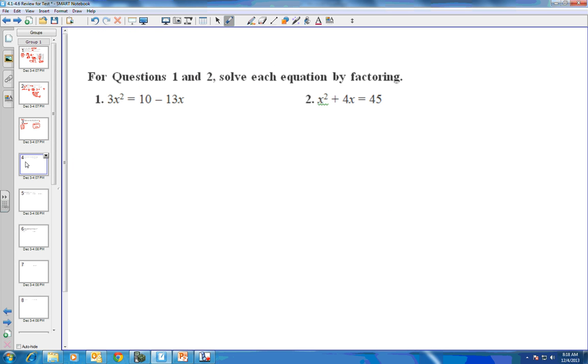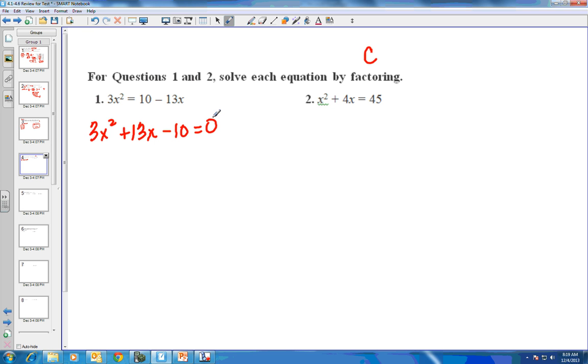Numbers 1 and 2. Solve each equation by factoring. Okay, I'm going to let you use your calculator on this. That way you can help find the factors. First thing you have to do on this is set it equal to 0. So I'm going to rewrite number 1 as 3x squared plus 13x, because I'm going to write that one first, minus 10 equals 0.